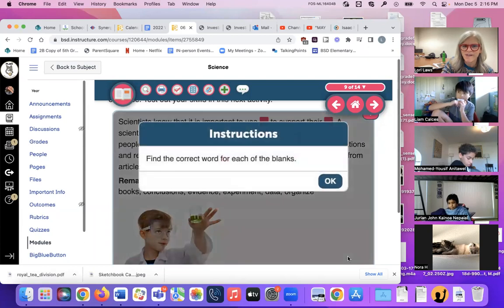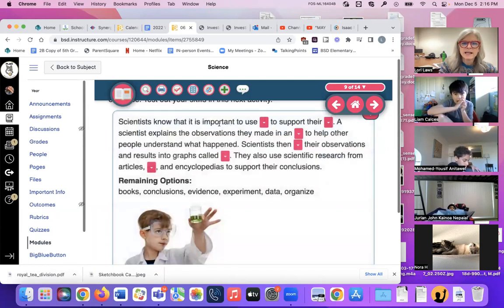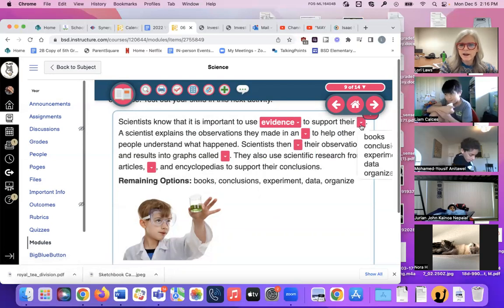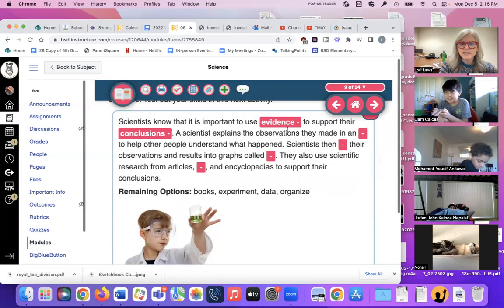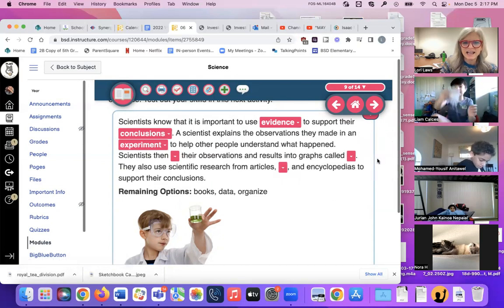Okay. Find the correct word for each of the blanks. Scientists know that it's important to use what? Books, conclusions, evidence. Evidence to support their conclusions. A scientist explains the observations they made in an experiment to help other people understand what happened.